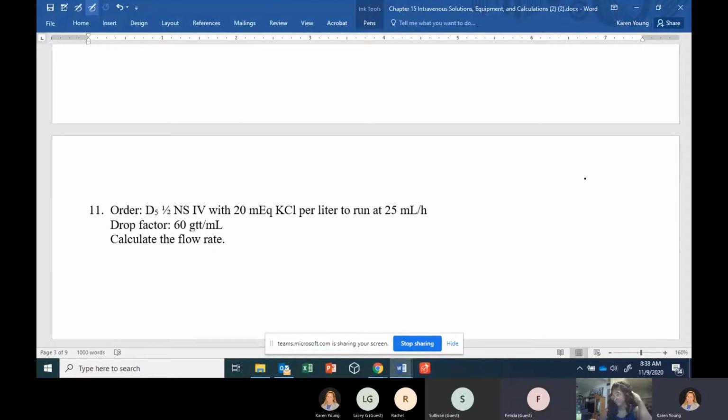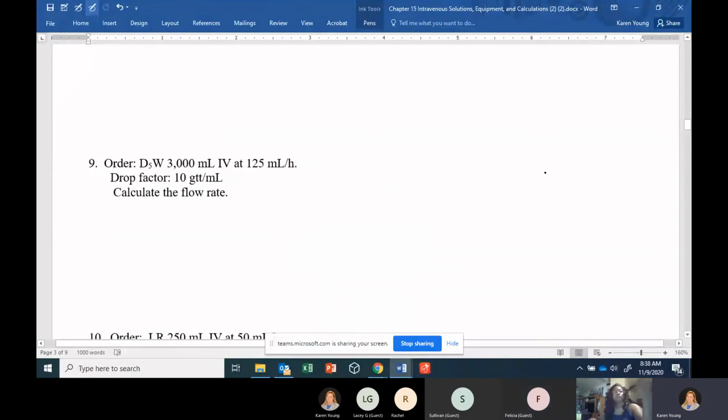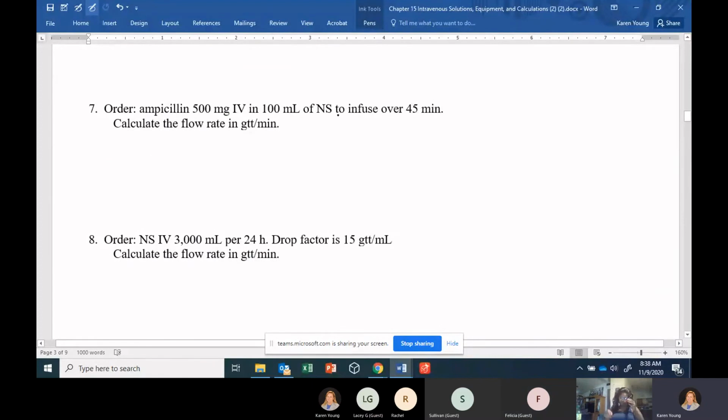Okay. And just because I found number 7, I know I've said this, but number 7, I've got the order for ampicillin. It's 100 milliliters to infuse over 45 minutes, but the drop factor is missing. Okay, so there's no drop factor. When there's no drop factor, you've got to call the physician or call the doctor for clarification.